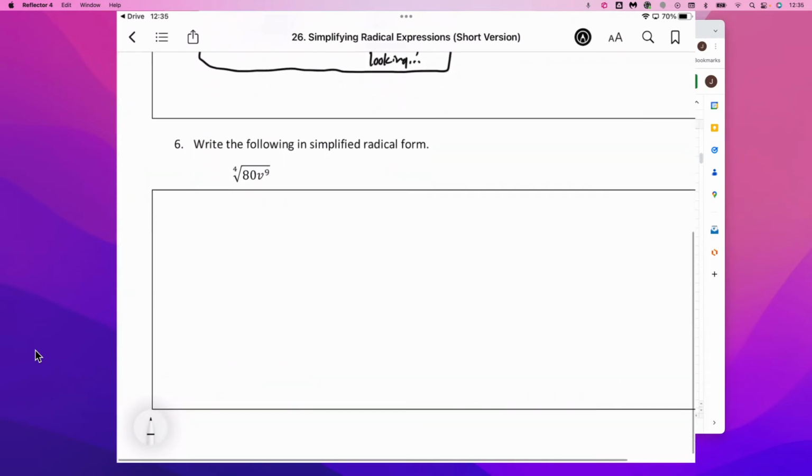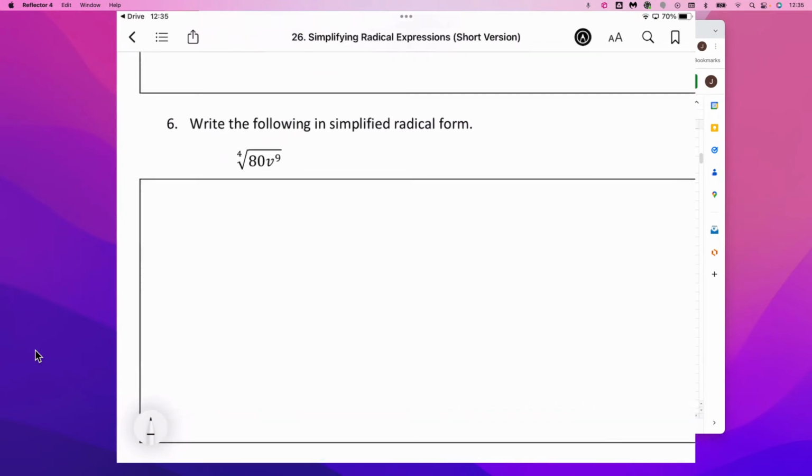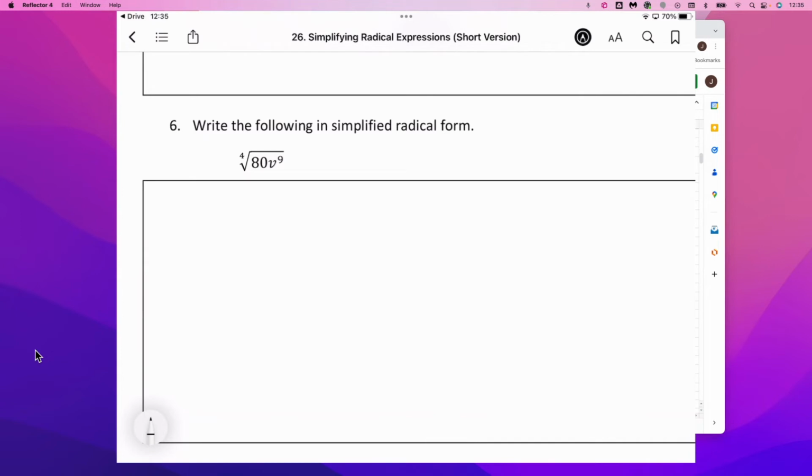Number 6, we're going to have the fourth root of 80v to the ninth. 80 does not have a fourth root, but 16 does, and 16 is a factor of 80. So 16 times 5 is going to make 80. We need something that divides by 4, which is going to be 8. So that will be times v to the 8th times v, because we had v to the ninth. And so the fourth root of 16 is going to be 2.